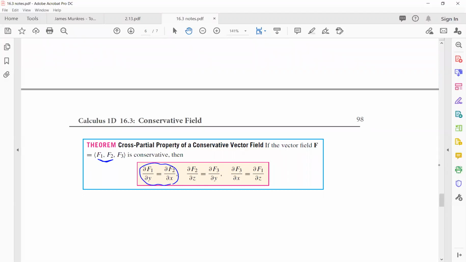Also, partial derivative of second component with respect to z must be equal to partial derivative of the third component with respect to y. Second condition. And lastly, when you're working with the first and third components, the partial derivative of the first component with respect to z must be equal to the partial derivative of the third component with respect to x.